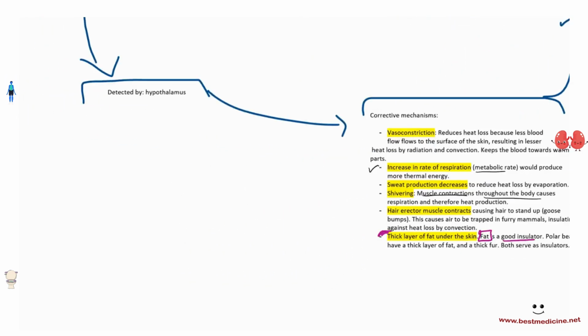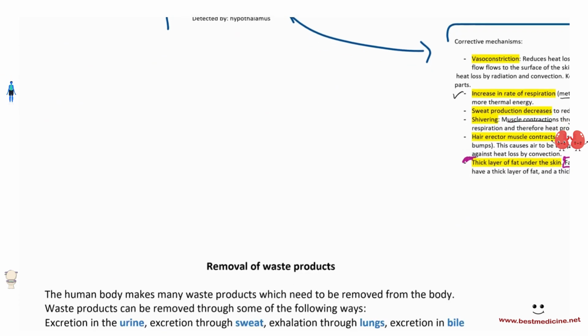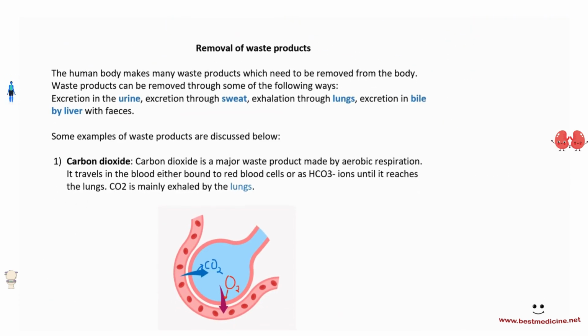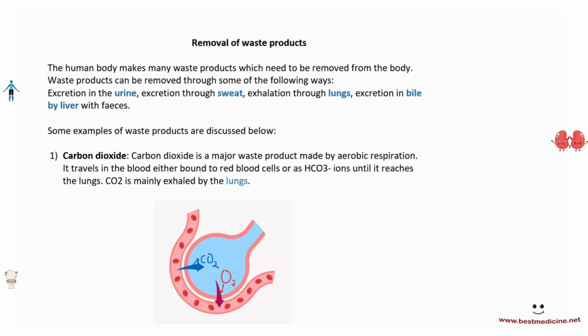And that concludes homeostasis of temperature. Next up, we have removal of waste products. Do you know any waste products? The human body makes many waste products which need to be removed from the body. Waste products can be removed through some of the following ways. For example, we can remove them by urinating, right? Just urinate them out, and that's it. Off you go.